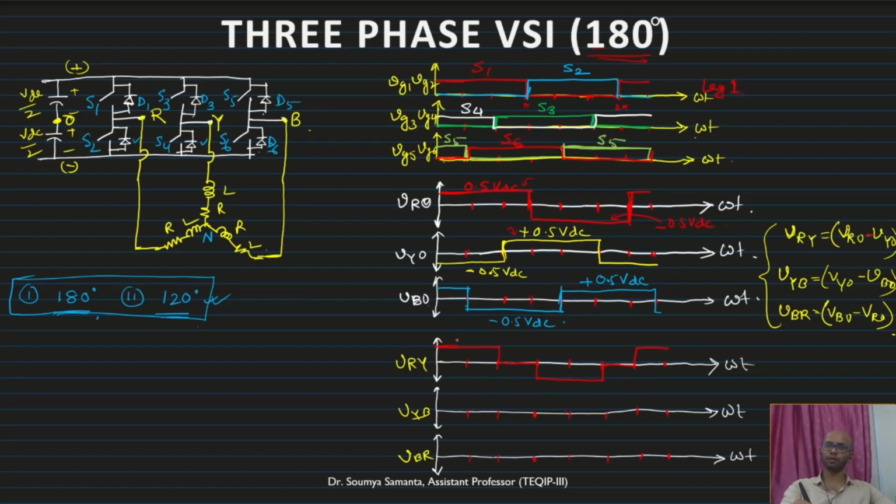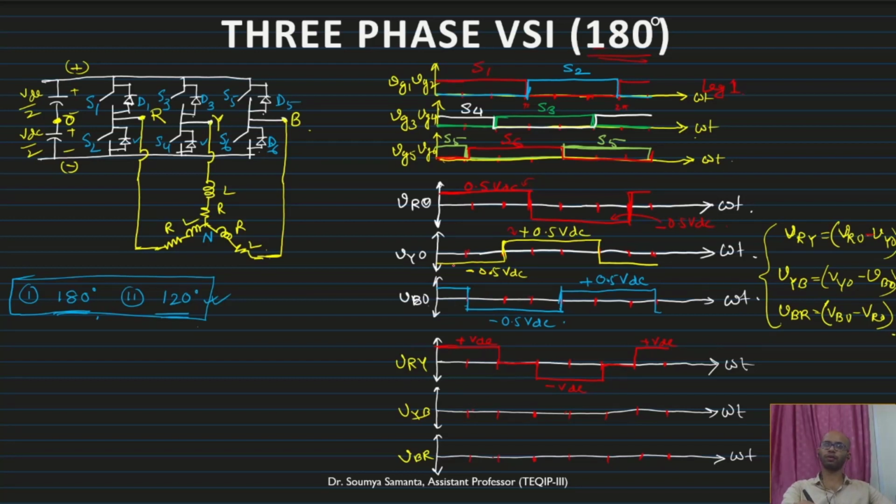So this is plus VDC. This is minus VDC. This is plus VDC. This will be the line voltage. Next, for the next phase, YO minus BO.